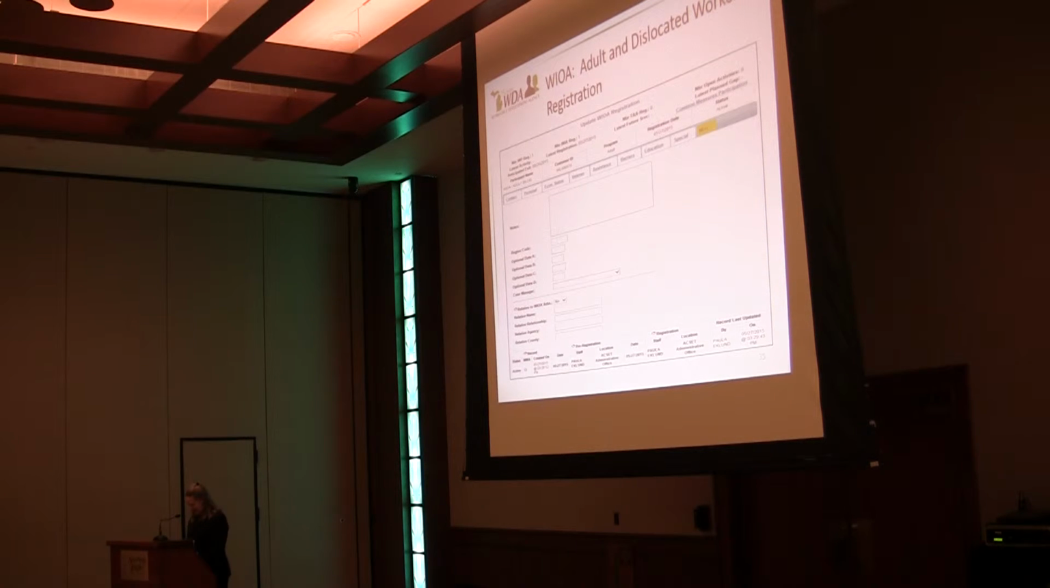Thanks, Krista. Okay, so back to the adult and dislocated worker registration screen. The last tab is the miscellaneous data fields, and the only one that's required on there is relative to the WIOA admin. I know a lot of you use the region code in some of the optional data fields, so just so you know, they're found on the miscellaneous tab.